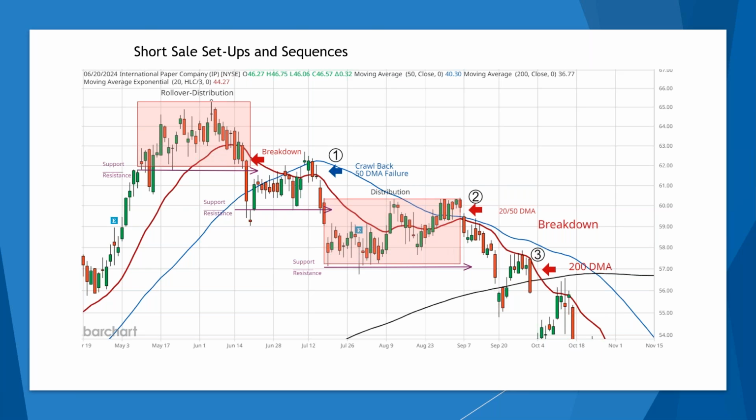Now, what is different between this timely entry and this one is that our 50-day moving average is now down sloping. And then again, a failure to recapture that. Notice now here, our price falls to our 200-day moving average. Again, a much higher probability of breakdown and follow through.